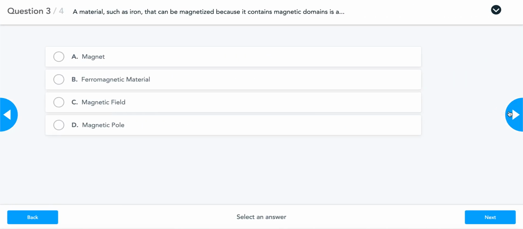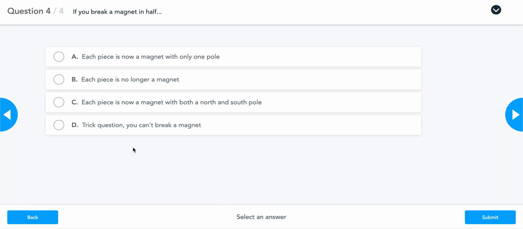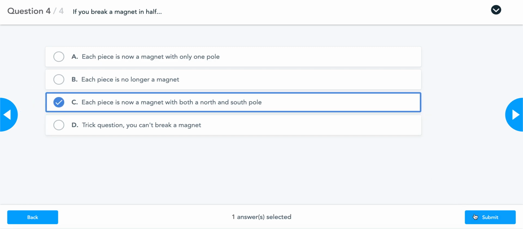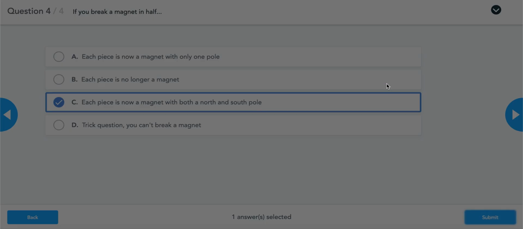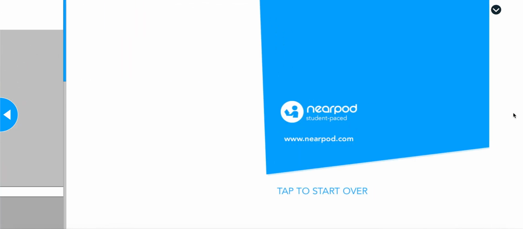A material such as iron that can be magnetized because it contains magnetic domains is a ferromagnetic material. Fun fact, ferro is, I believe, the Greek word for iron, so it's right there in the name. If you break a magnet in half, then remember we said each piece is now a magnet with a north and south pole. All right, so if you did that, you should have gotten 4 out of 4.